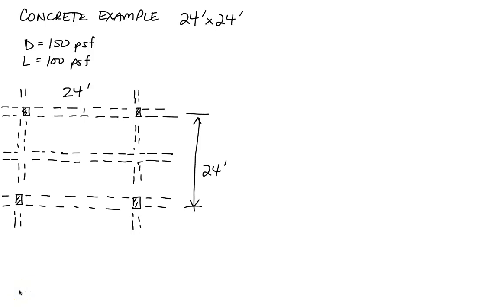All right, so this will be our last example for today. We're just going to work with a little different material. We'll go with a concrete example. We've got a 24 by 24 foot grid, so you see the columns here at 24 feet on center. And so we're going to end up with a slab, actually a waffle slab, and we'll have beams and girders running in multiple directions.